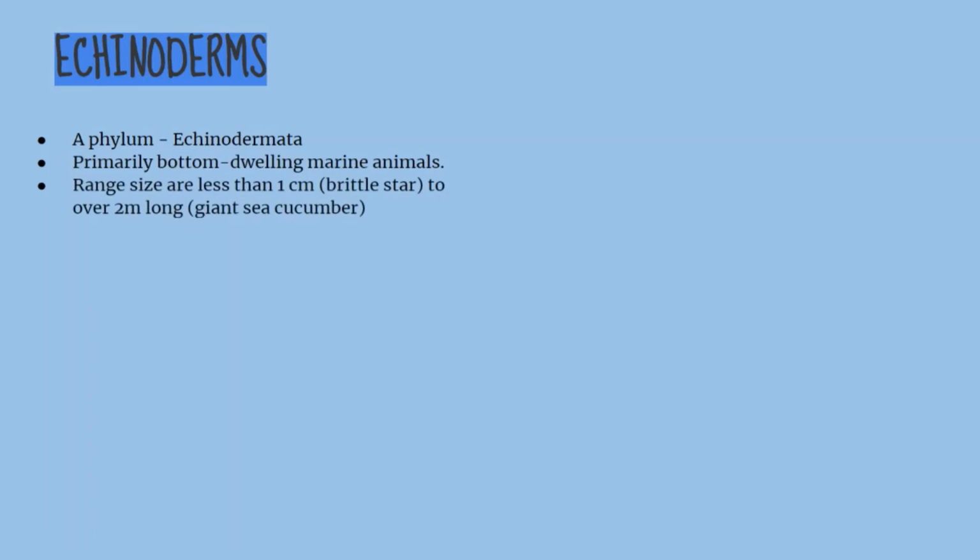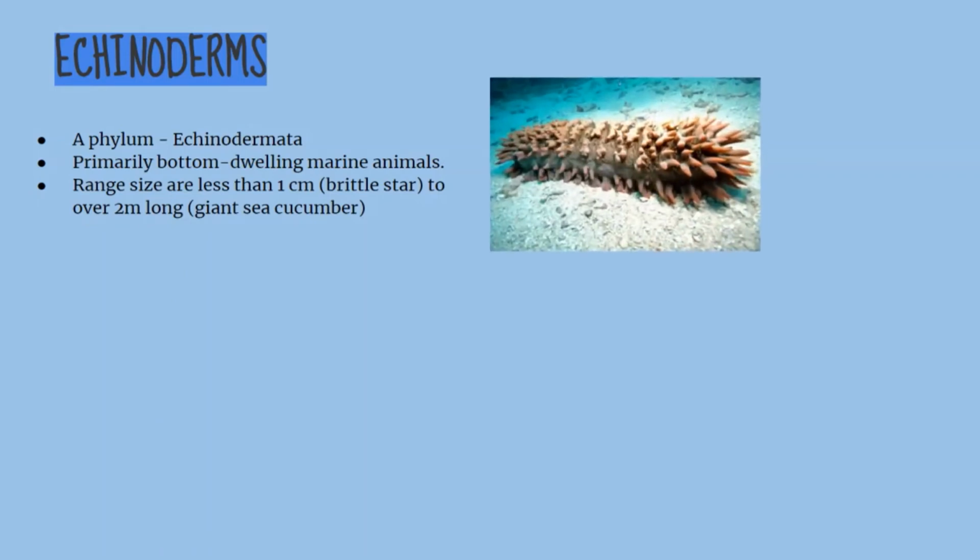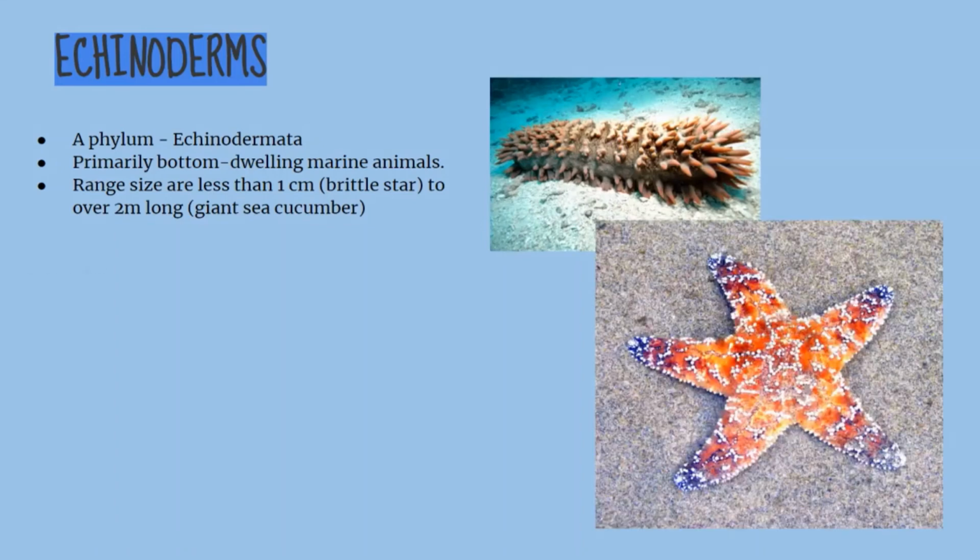Deuterostomes include invertebrate echinoderms such as sea stars, and also chordates. The phylum is Echinodermata. Echinoderms are primarily bottom-dwelling marine animals, ranging in size from less than 1 cm for a brittle star to over 2 meters long for a giant sea cucumber. This is a figure of a giant sea cucumber.